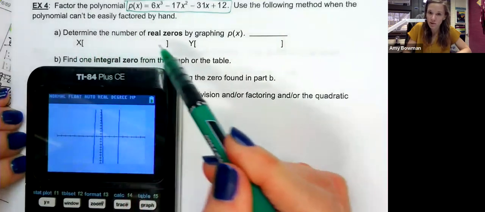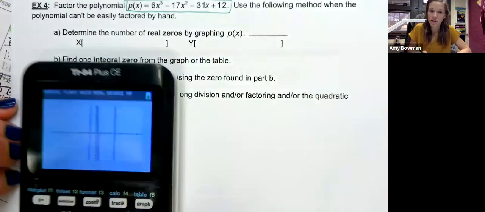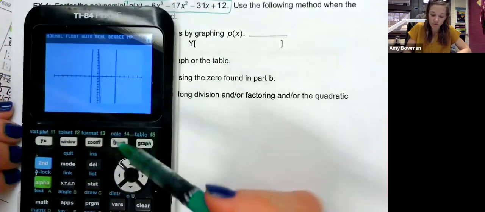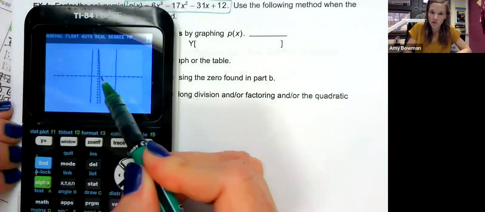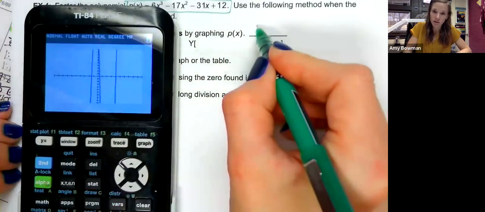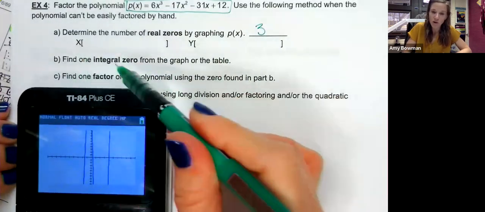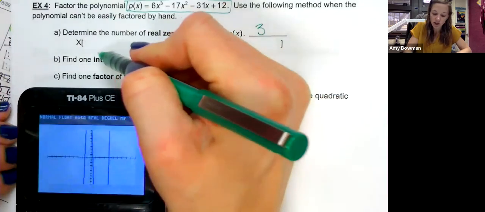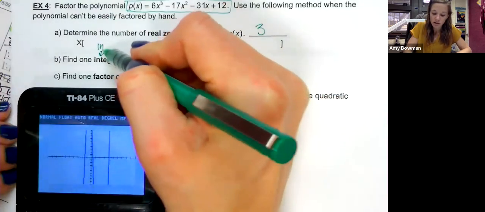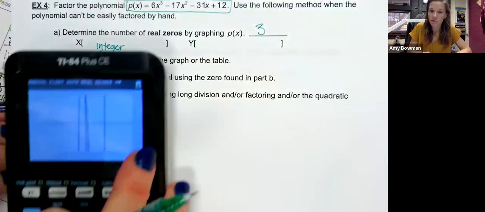But first, let's talk about the number of real zeros. Real zeros are instances of x where the function actually touches the x-axis. So this has 1, 2, 3 real zeros. The next question is saying find one integral zero. So basically that means find a zero that's an integer. Integral means find a number that's an integer, that's a zero from the graph, or using the table.